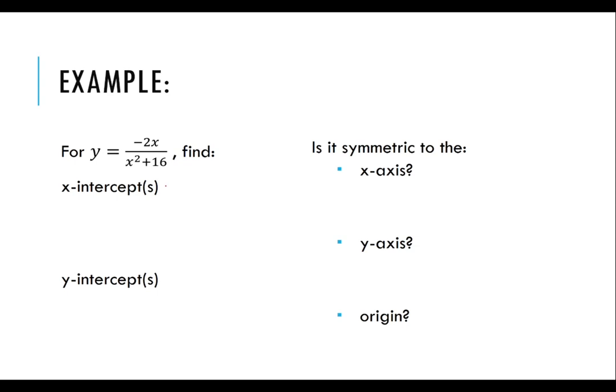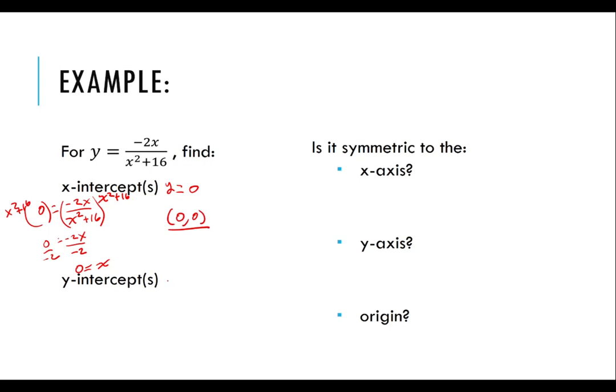So let's find the x-intercept. Remember, replace y with 0, and so that is 0 is equal to negative 2x divided by x squared plus 16. To simplify this, I need to multiply both sides by x squared plus 16. But x squared plus 16 times 0 is 0, and so I get 0 is equal to negative 2x. Then I divide by negative 2, and I get that x is equal to 0. So did I find an x-intercept? Yes, I did. Specifically the origin, 0, 0.